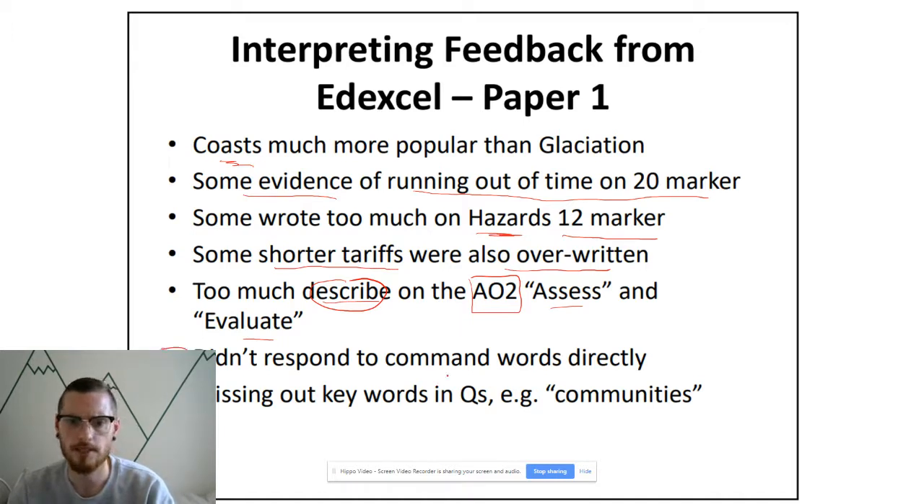Key point here from the exam board is students aren't responding to the command words. Okay, in class, and I'm going to go through it in this walkthrough, we've given you command word overviews, we've given you structures, and you should be in the habit of underlining or highlighting a command word in every question. Okay, this surely should be tackled appropriately by all of you.